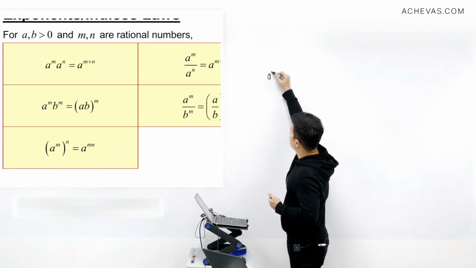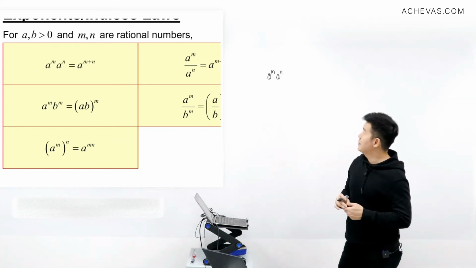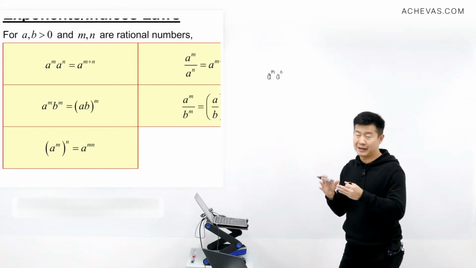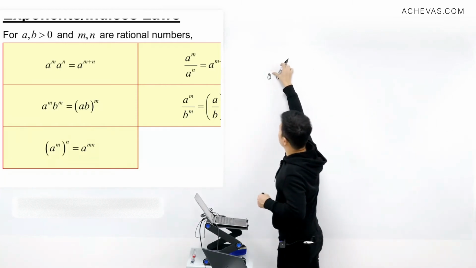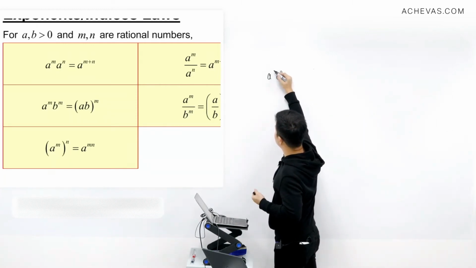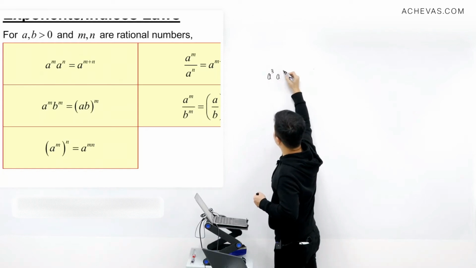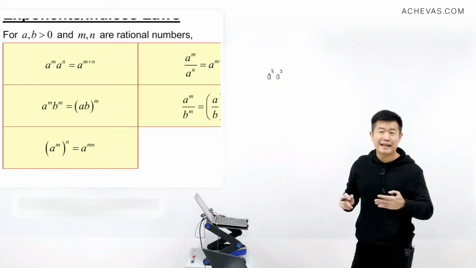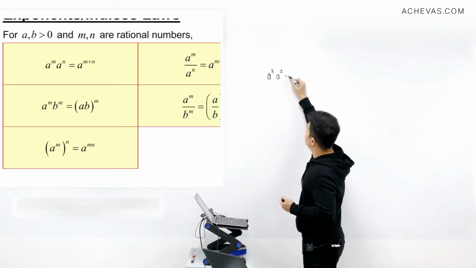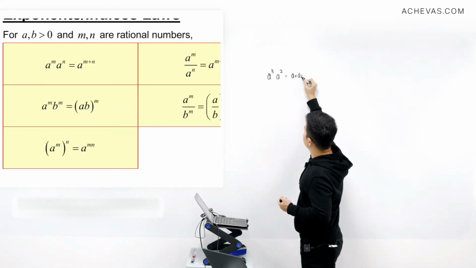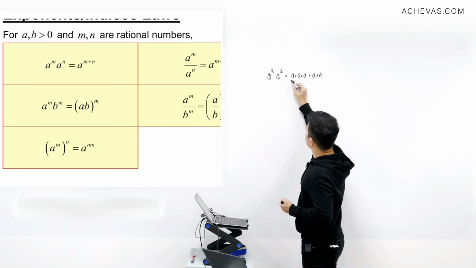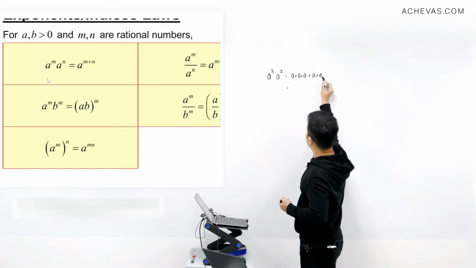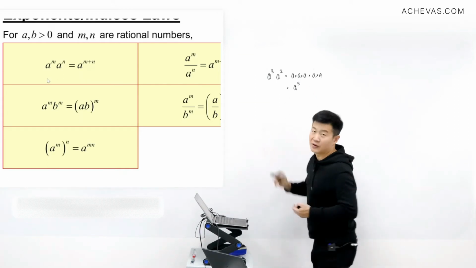We have a to the power of m and a to the power of n. Why is this the same as a to the power of m plus n? Let me give a numerical example by replacing m here by a number, let's say 3, and n by 2. So what is a to the power of 3? A to the power of 3 is simply a times a times a. And a to the power of 2 is a times a. So a to the power of 3 times a to the power of 2 is now going to be a times a times a times a times a, which is a to the power of 5.